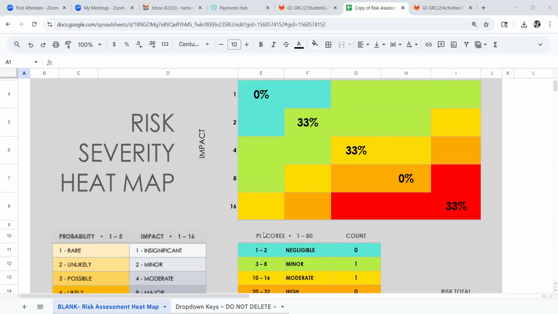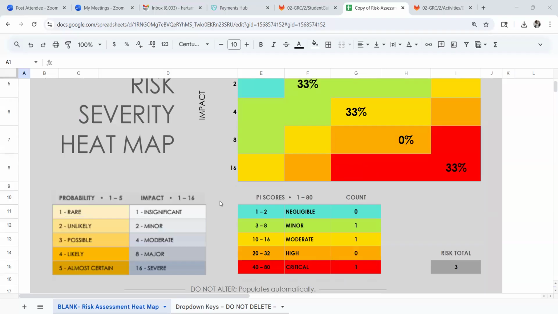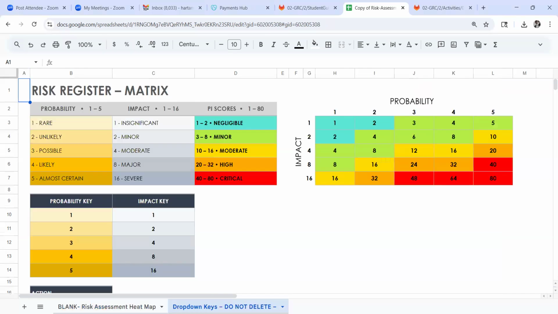So we open the sheet. Everyone copy this to your computer. Once you have made a copy, review every tab. There are two tabs: one is the blank risk heat map, another is the drop-down key heat map. Two sheets. Everyone open.